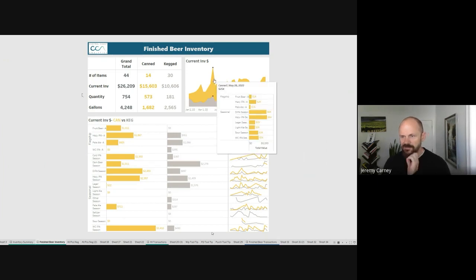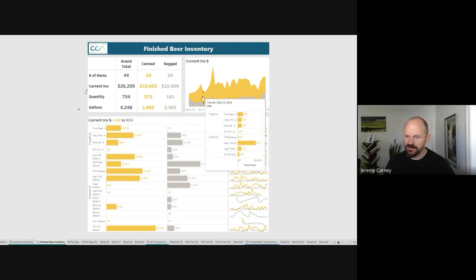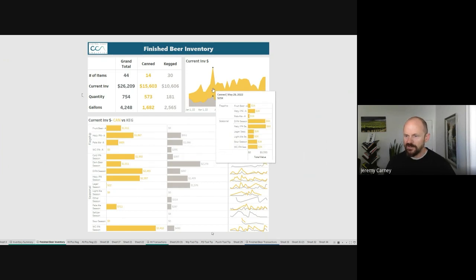So last May, we really spiked up. You'll notice as I hovered over that period of time, it's going to show us how our inventory broke down at any point in history. So I'll just scroll through a few of these. But you can see where we were last May when we spiked up to our highest point. And a lot of that was driven by canned inventory. We almost had double what we have today.